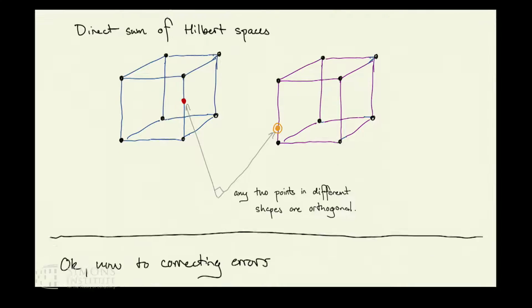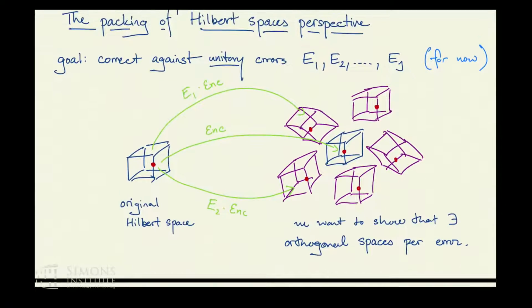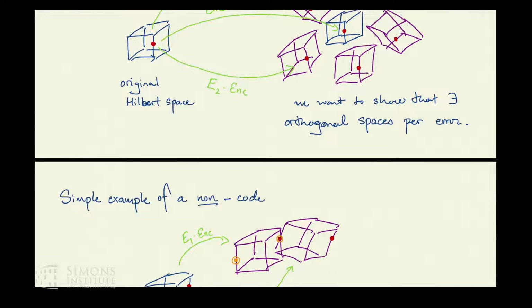Okay, so now to correcting errors. What should that look like? The goal is we're going to try to get to this picture that we had in Nielsen-Chuang. And here's what we're going to do first. We're first going to talk about just correcting a finite set of unitary errors. That means each of the errors is just a unitary transformation of whatever state came in, and I'm going to call those E1 through EJ. That's for now. Once we deal with that, we'll show what all that leads to. Our goal today is to get to a point where we see this perspective that we have orthogonal spaces per error. Okay. Any questions so far?